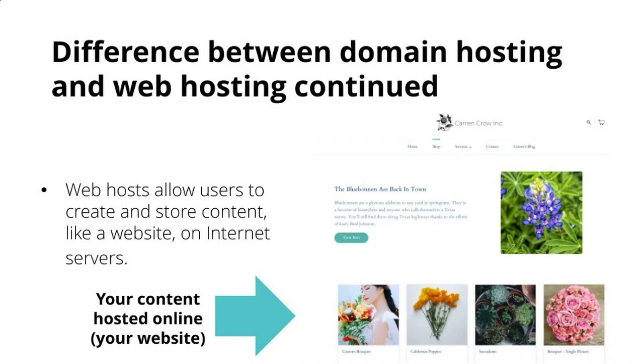And so that's the difference between domain hosting and web hosting, two different services, but you can buy them from the same company if you would like to.